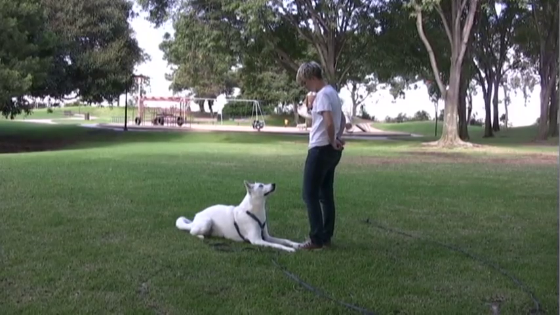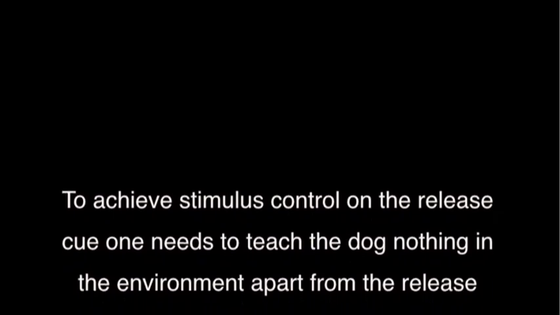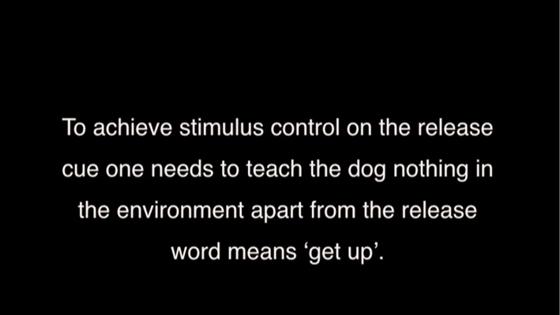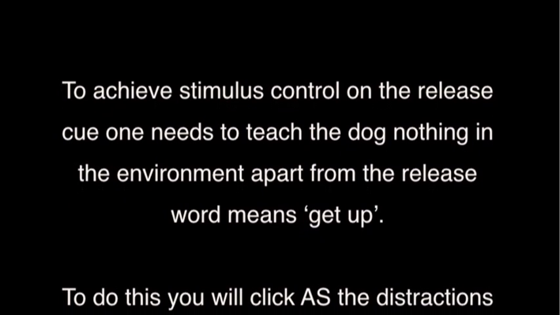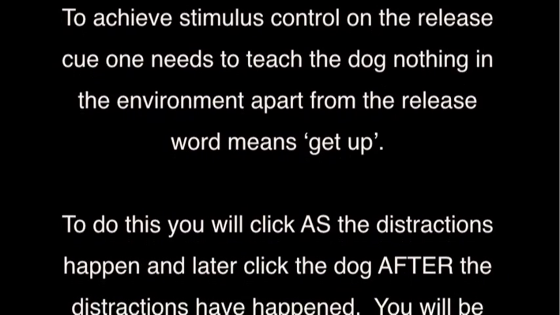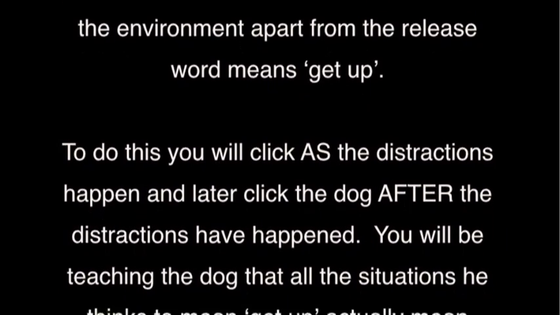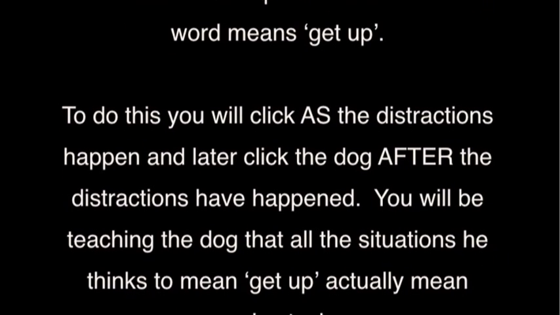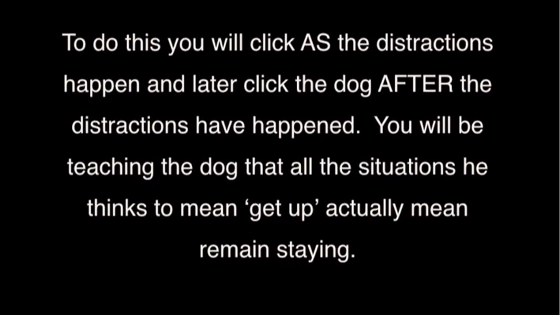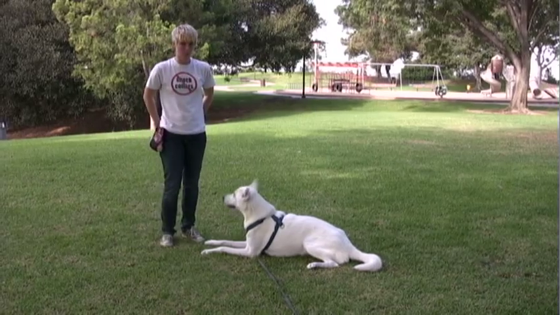Hamburger. Oranges. Release. To achieve stimulus control on the release cue, one needs to teach the dog that nothing in the environment apart from the release word means get up. To do this, you will click as the distractions happen and later click the dog after the distractions have happened. You will be teaching the dog that all the situations he thinks mean get up actually mean remain staying. Start from the lowest level of distractions and move to the highest.